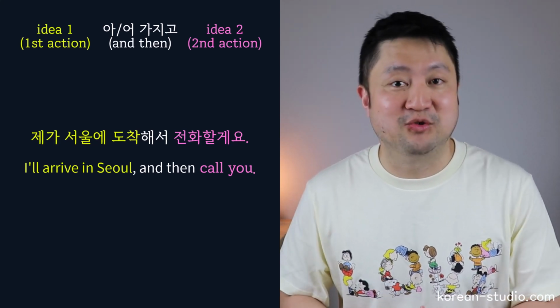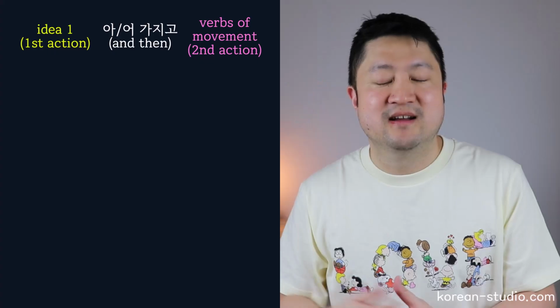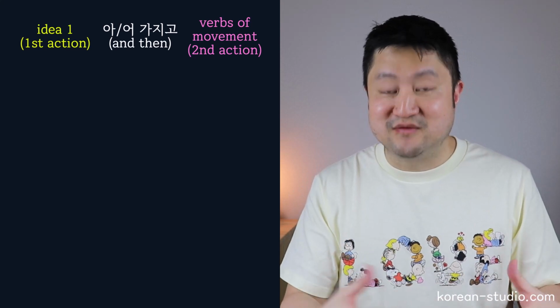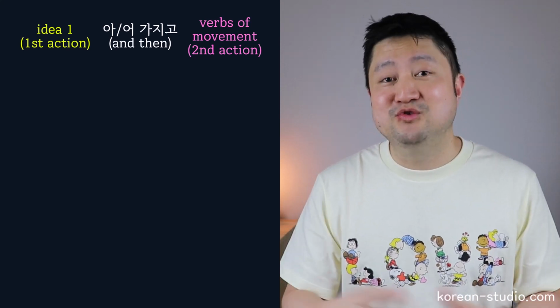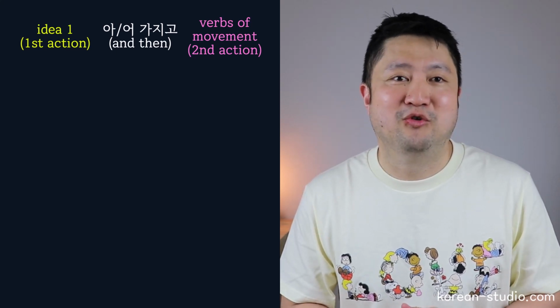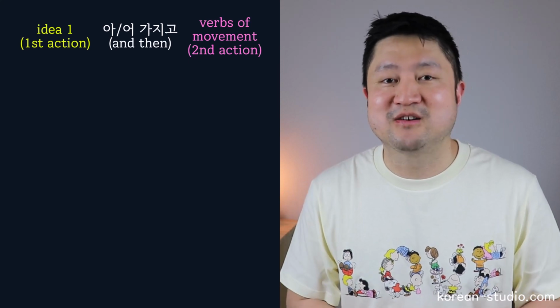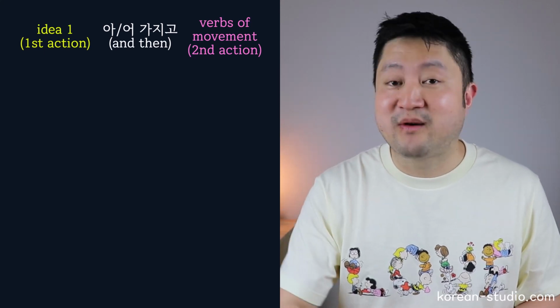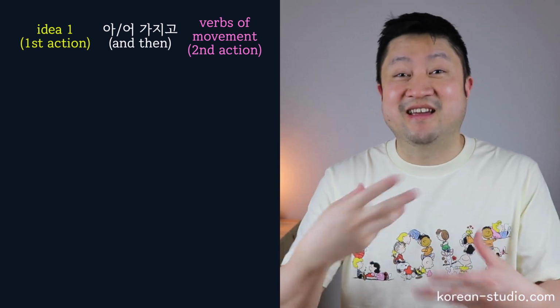Now, another common way of using 어/아 가지고, and this still relates to how we sequence actions, as in the first action and then the second action, is that we add 어/아 가지고 to the first verb, and then we use the verbs of movement like 오다, 가다, to come and to go. So we say I'll do this and then I'll come, or I'll go. And that kind of use is very common. So let's say, for example, you are on your way home and your mother or your wife or husband or your partner calls and says, we are out of milk. Can you pick up some milk on the way home? And you want to say, okay, I'll buy it and then I'll come home. And that's how we say it in Korean quite often.